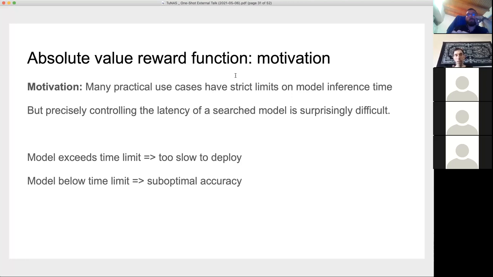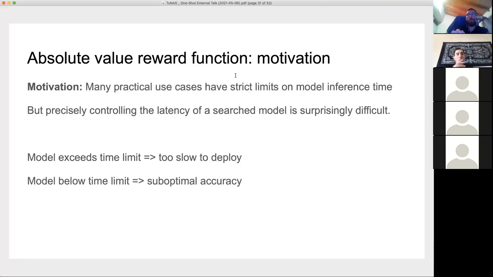But precisely controlling the latency of the search model turns out to be much more difficult, especially in a weight sharing setting, than we originally expected. And there are essentially two failure modes here. The first is relatively straightforward. If the model is too large, if it runs too slowly, then it's just going to be too slow to deploy, and we need to find a way to speed it up.